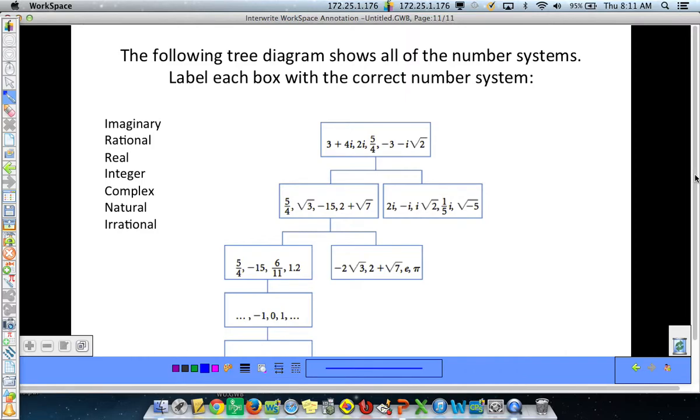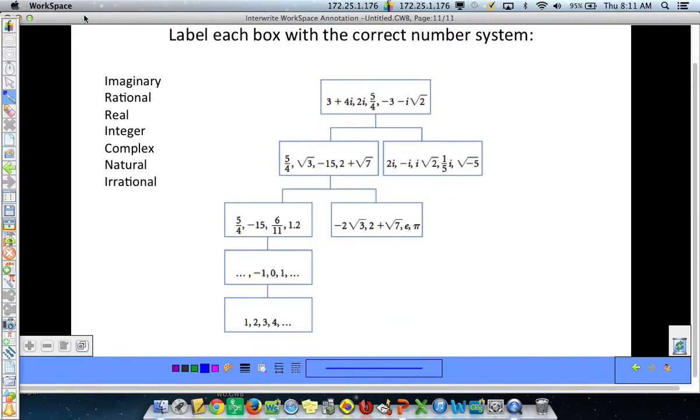So here's a tree diagram showing the relationship between all these different kinds of numbers. If we were to match these up, here at the top you see 3 plus 4i, that would be a complex number like we just talked about. All numbers are some types of complex numbers. Okay? The complex numbers could be broken down into the real numbers over here or the imaginary numbers. And if you have real numbers, they can be broken down even more.